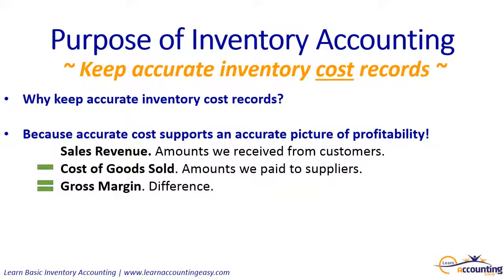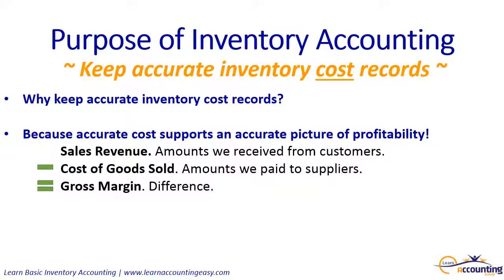So when we receive amounts from customers for the goods that we sold them, we're going to call that sales revenue. Now we subtract from sales revenue the cost of those items, the cost that we paid to our suppliers. We call that cost of goods sold. And when you subtract cost of goods sold from sales revenue, you get gross margin. Hopefully we made a good gross margin.